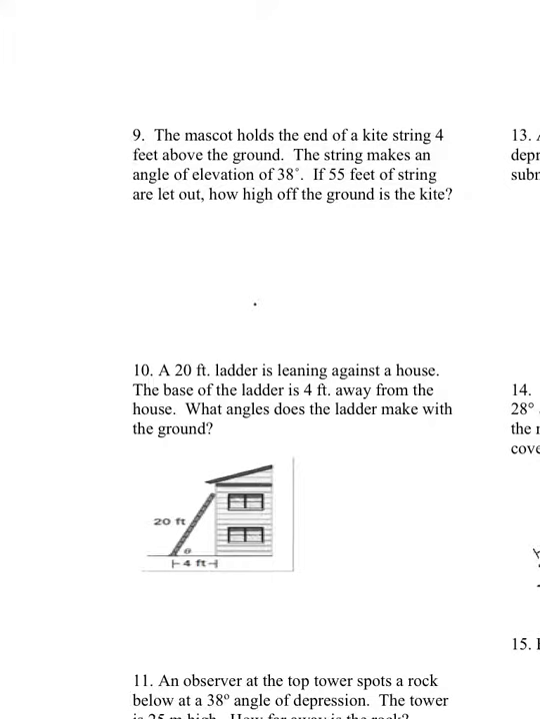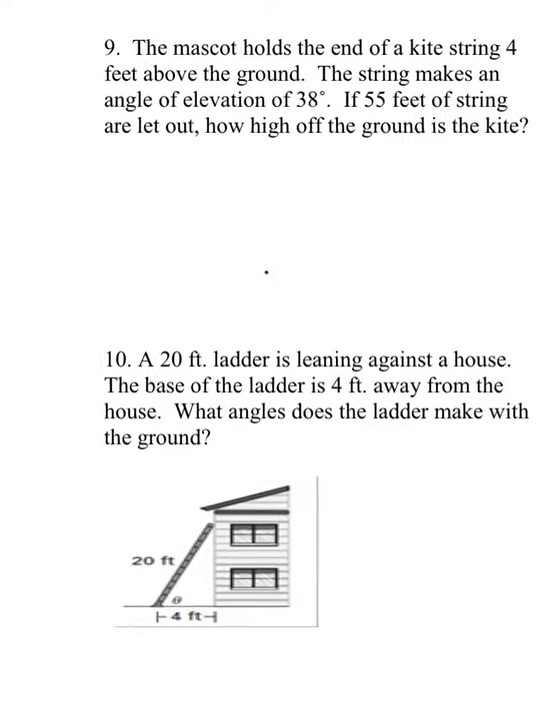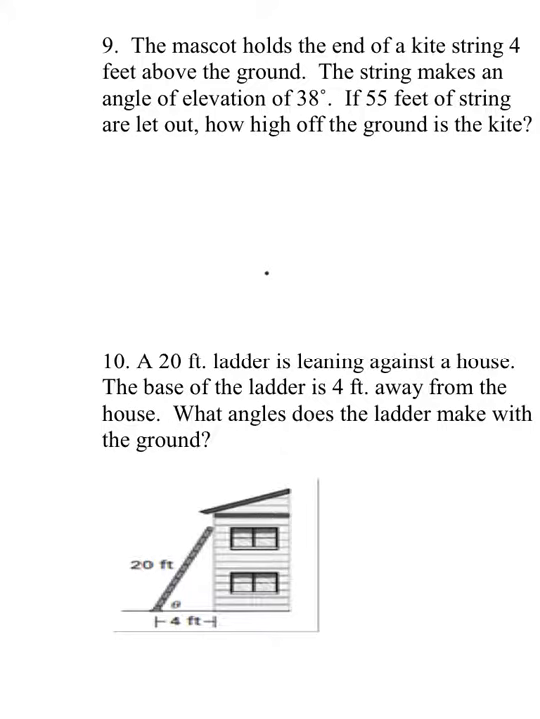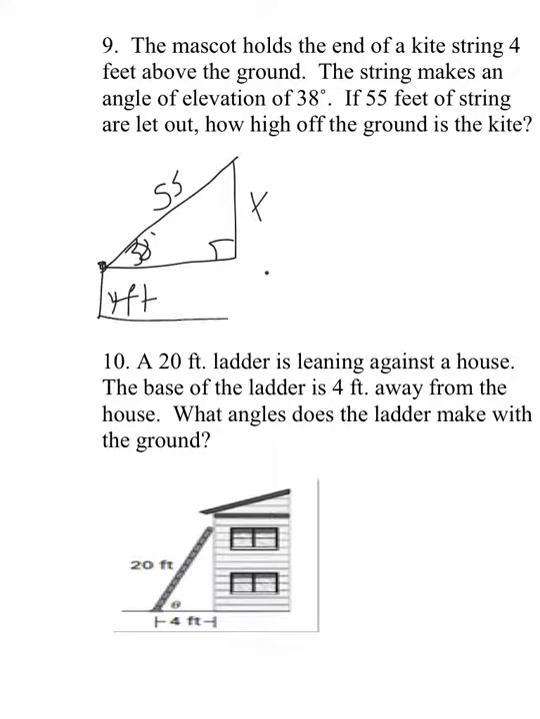Let's get on to number 9. The mascot holds the end of a kite string 4 feet above the ground. The string makes an angle of elevation of 38 degrees. If 55 feet of string are let out, how high off the ground is the kite? We actually had this problem on the word problem assignment from the day before. The kite problems always wind up like this. The hypotenuse is the kite string. Here's the angle with the ground. That's how high off, except this time you have that mascot holding it 4 feet off the ground. So you're going to add 4 to your final answer.